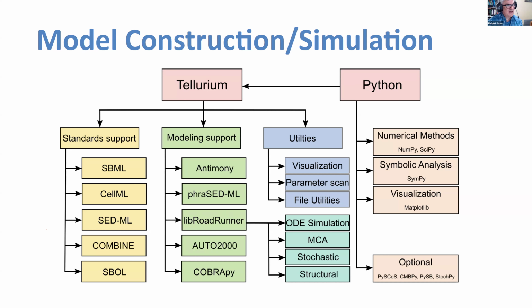And libRoadRunner was designed originally for that use case because the bottleneck was always solving the differential equations in calibration. And the idea was to get that as fast as possible so you weren't limited in speed. So that's one of the prime use cases, but it's a general simulator. You can use it for all sorts of stuff.